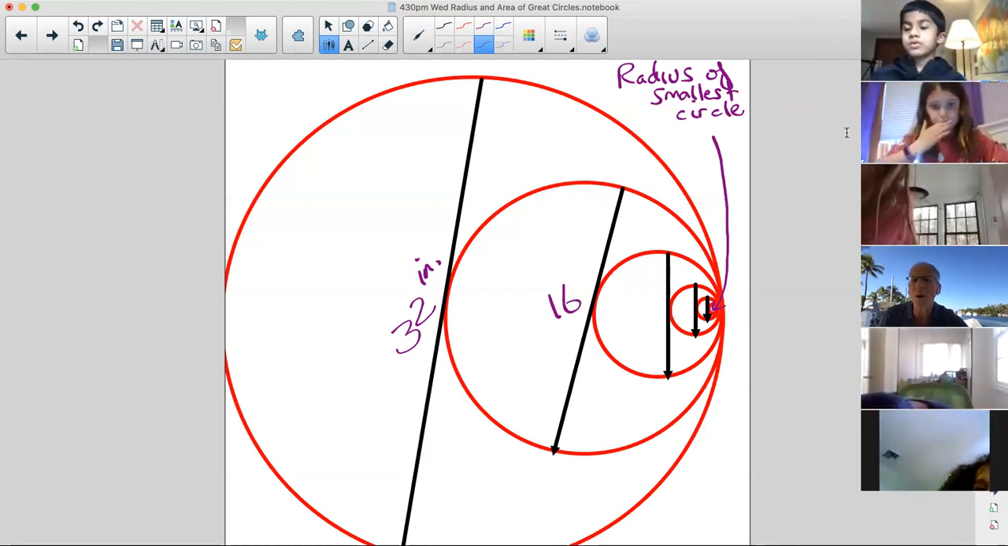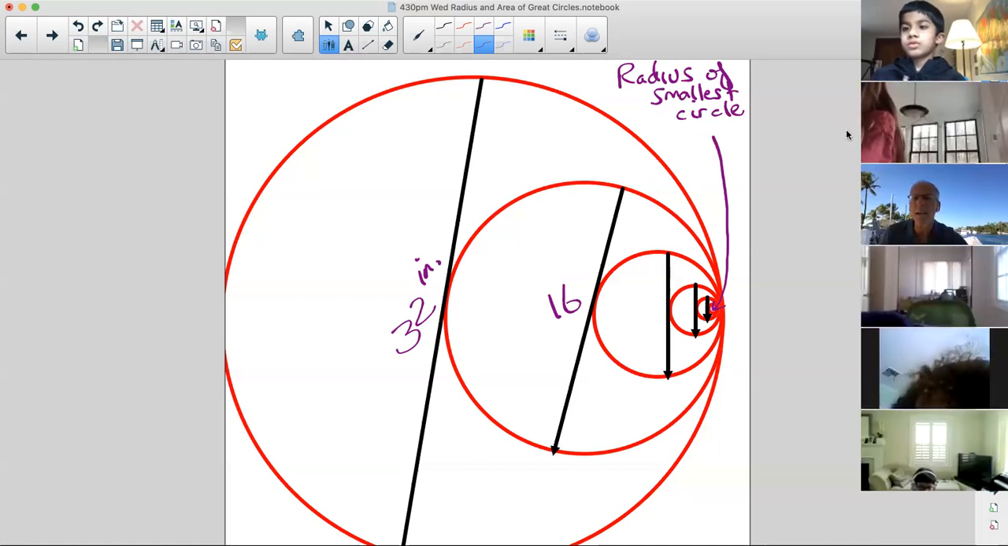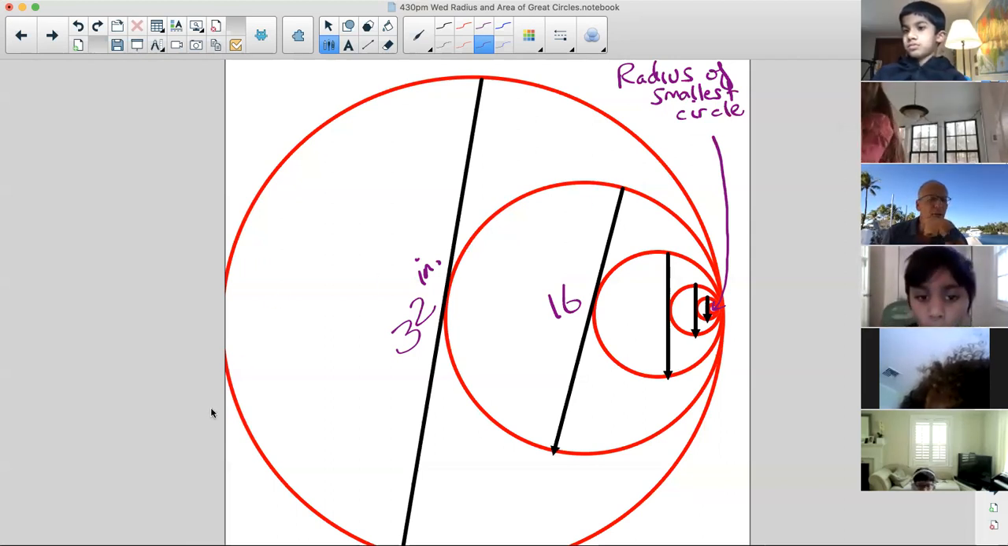8, 4, 2, 1. So I don't know. Wait a minute, I think I agree with William here. So what do you guys think it is? You think it's 1/2. And William, could you make your argument why you think it's 1/2?